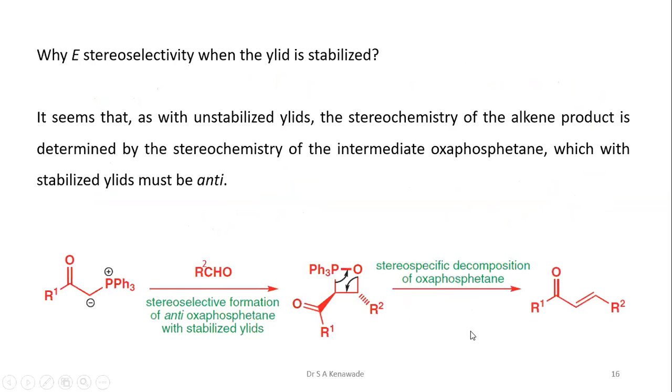Then the question arises, why is E stereoselectivity produced with a stabilized ylide? Then you can see here an unstabilized ylide. If we use an unstabilized ylide, the stereochemistry of the alkene product is determined. The stereochemistry of the intermediate oxaphosphetane produced in the stabilized ylide must be anti.